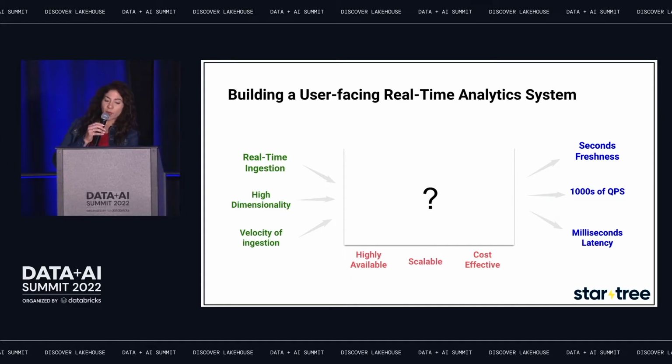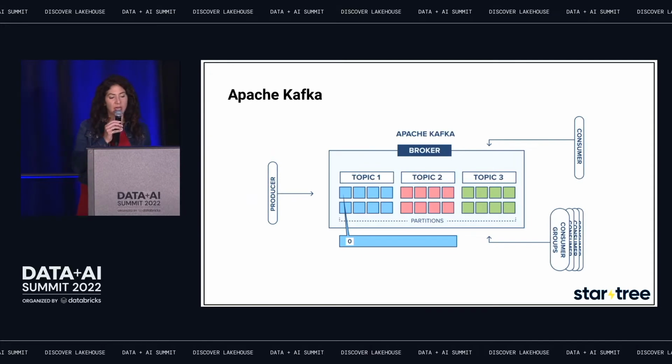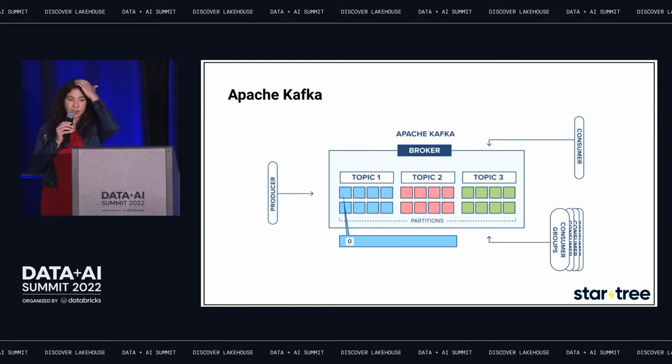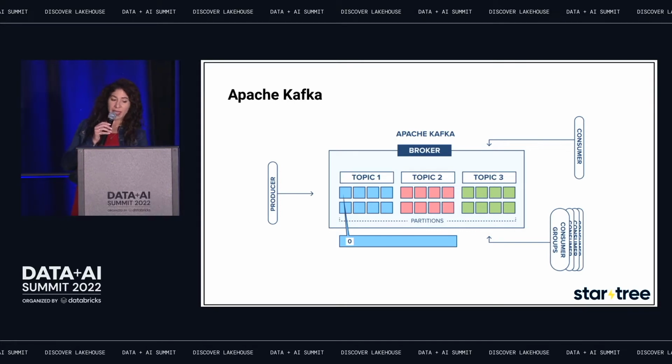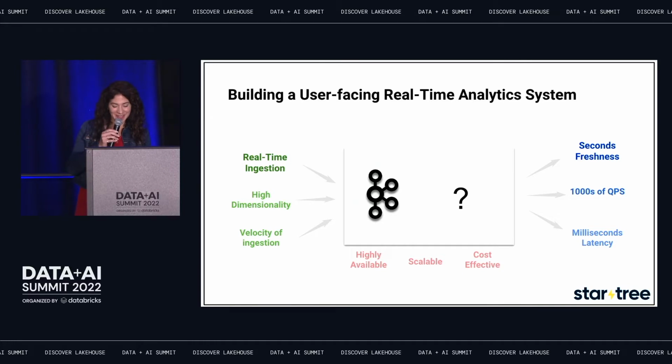So we know for one part of the system, there are popular technologies like streaming systems. Apache Kafka is a really popular one. So we know that this can handle one part of our system, but then we have another part that we have to fill in.